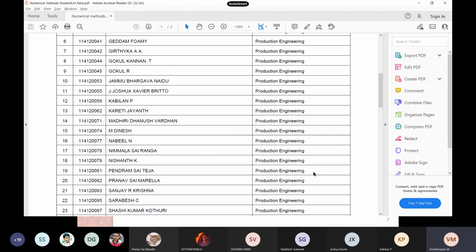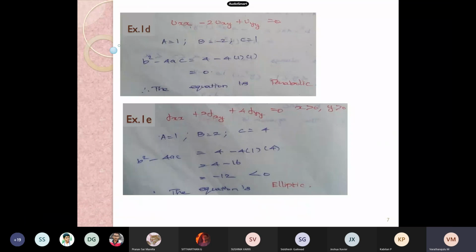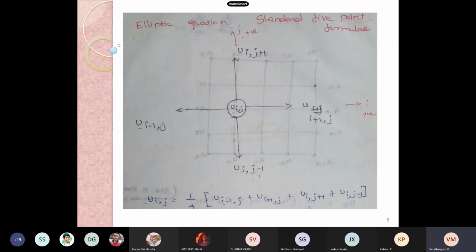Abhilan and his team, the five. Yes, sir. It's clear, sir. Okay, Jayant, Danush. Shall I move ahead? Yes, sir.